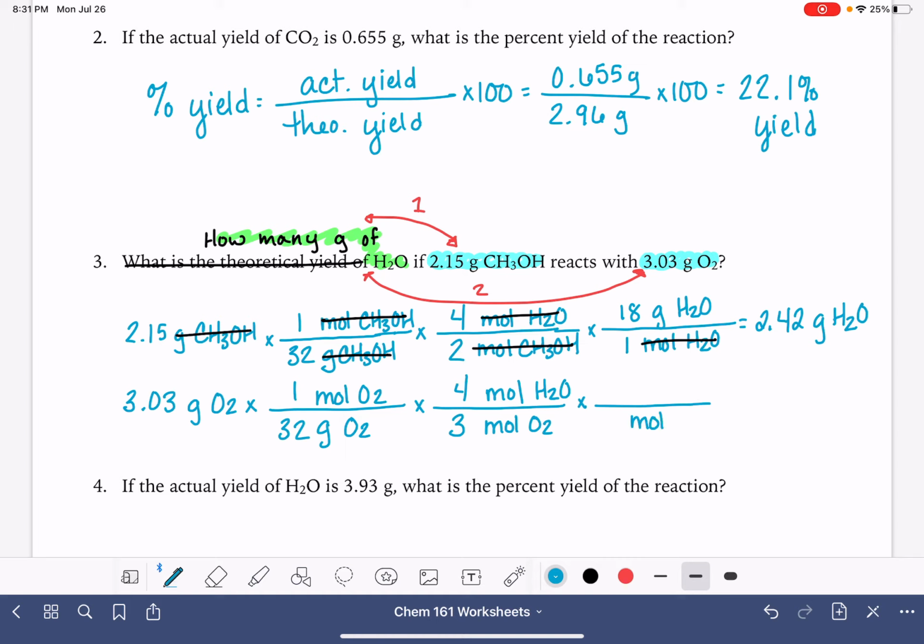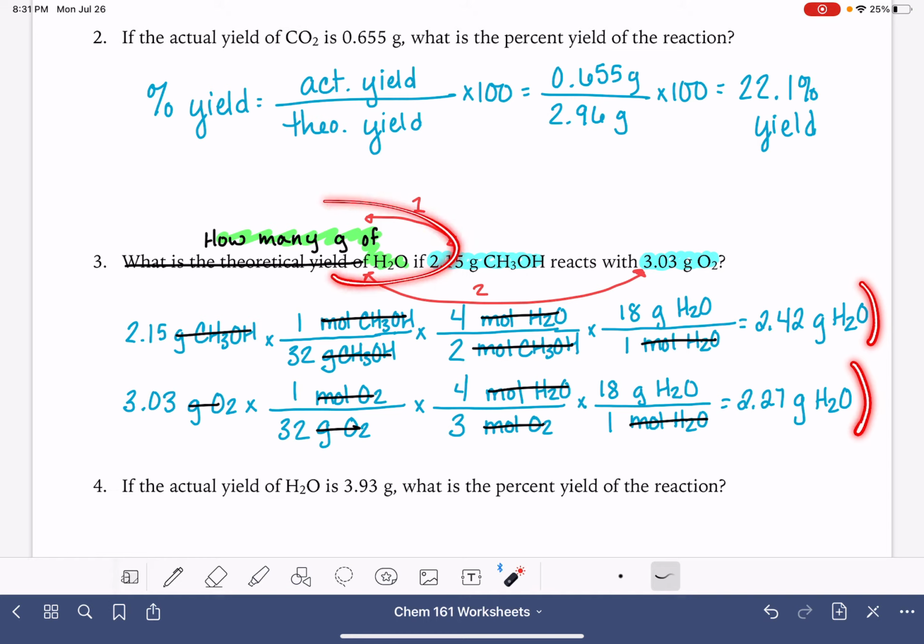and then we need one more step to get rid of that unit of moles of H2O and convert into the units of grams of H2O. That's 18 grams per mole. We'll double check that our units are lined up correctly and do the calculator. 3.03 divided by 32 times 4 divided by 3 times 18 is 2.27 grams of H2O. So what we have done is calculated how many grams of H2O.